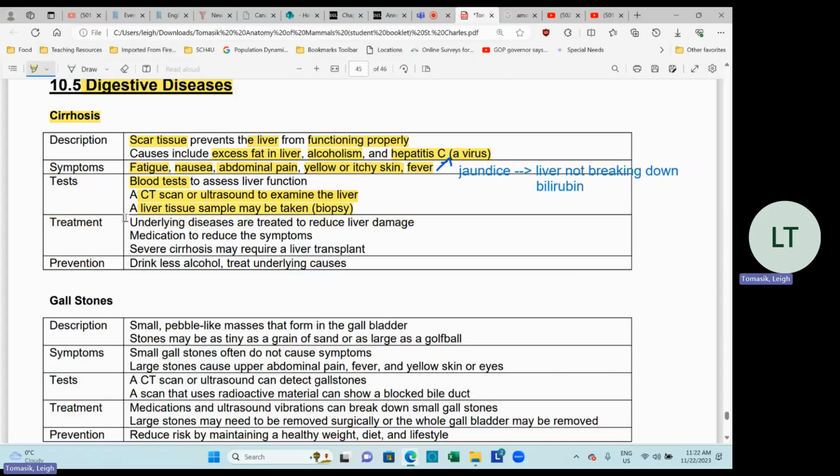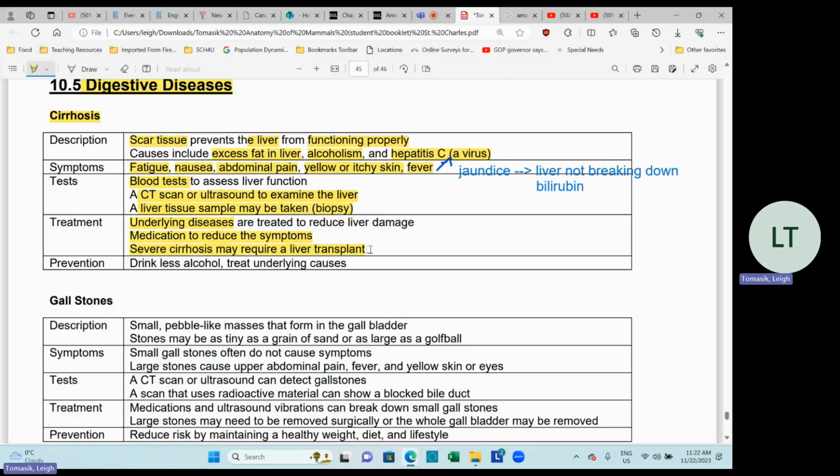If you have cirrhosis, your treatment includes the diagnosis and treatment of underlying diseases like hepatitis C, and medication to reduce the symptoms. So you'll have medication that sort of helps you do the liver's function. If you have severe cirrhosis, you may require a liver transplant.